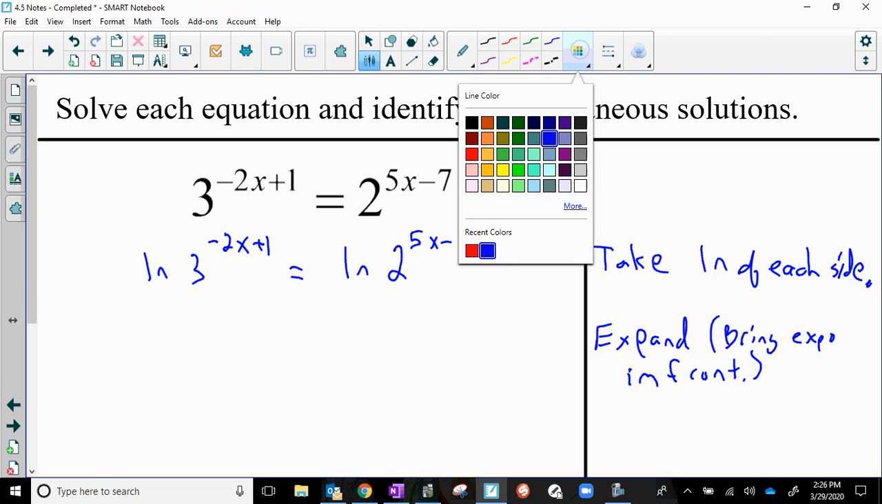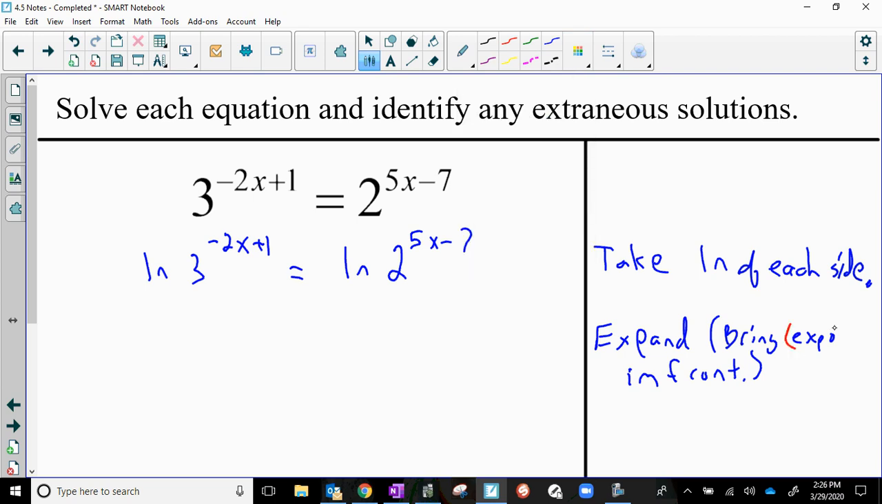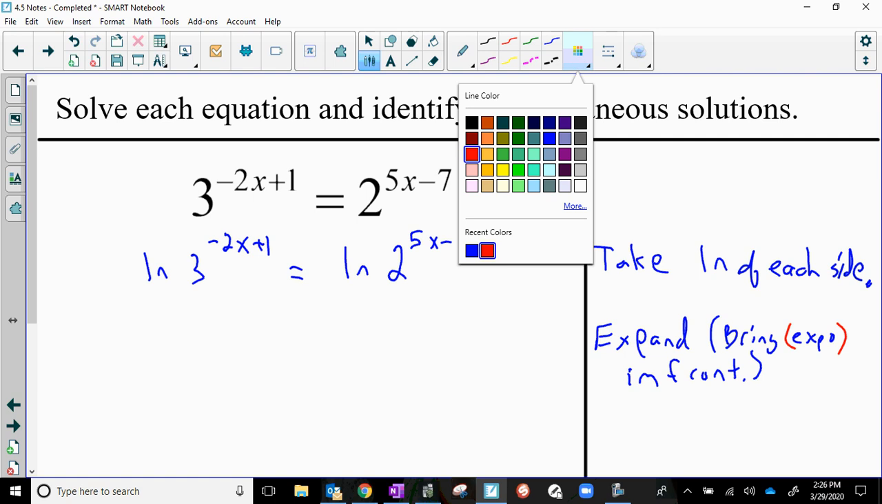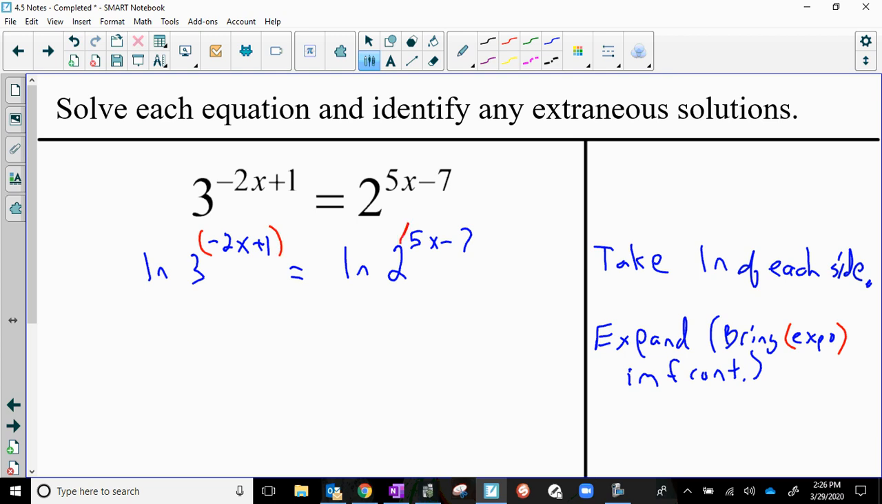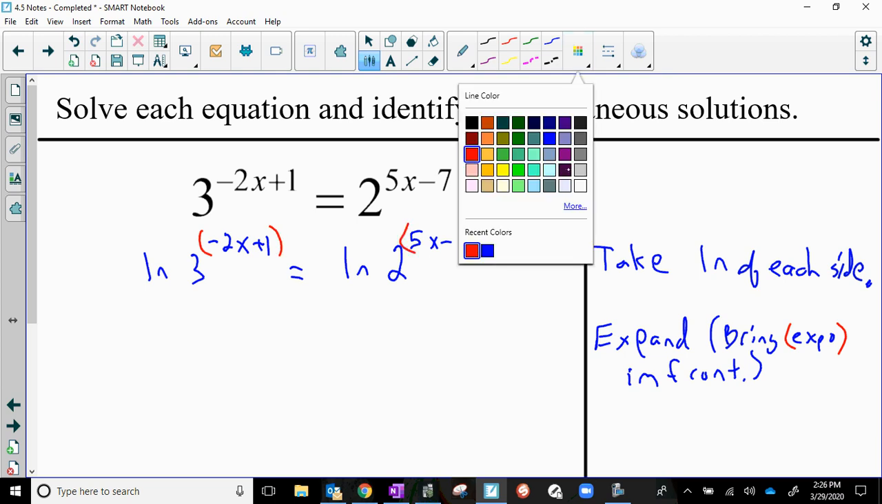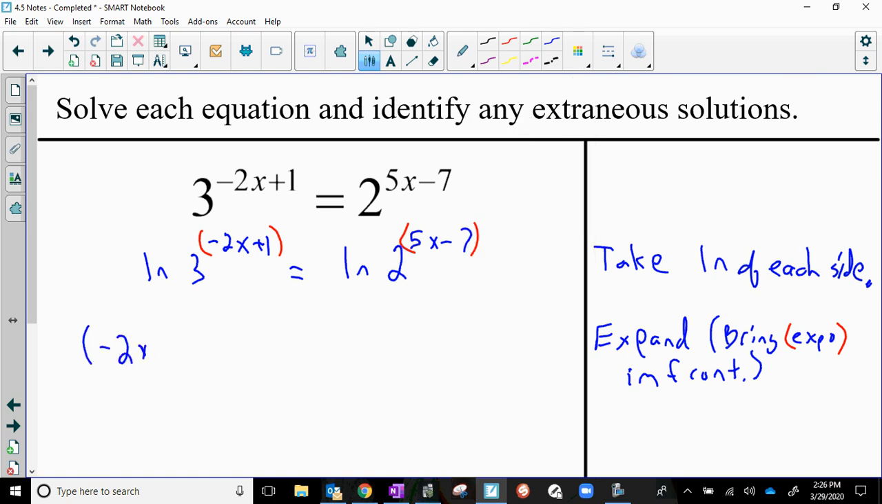And when you do this, make sure that you take the exponent and put it in parentheses if it has more than one term. So both of these have more than one term. So I'm going to put those exponents in parentheses right now so I don't mess this up. All right, so now we have negative 2x plus 1 times just the plain weird number natural log of 3, which is 1 point something. And then the quantity 5x minus 7, and we're going to times it by the weird number 0 point something, which is natural log of 2.